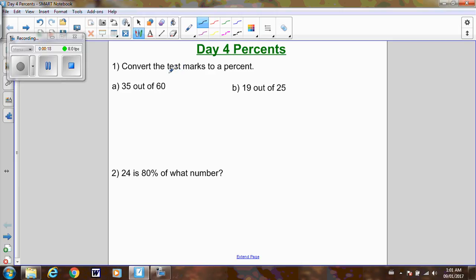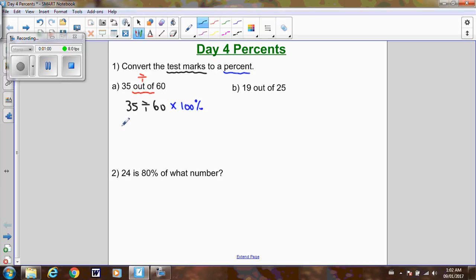So for example, let's say you got these marks on your test, and the first one, 35 out of 60 on the test. How do I find out what percentage you got? What we need to realize is that anytime they use the word out of, we're going to divide. So we're going to take 35 divided by 60. But because we're trying to find the percentage, and a percent is out of 100, we always have to multiply the answer by 100%. That's the most amount of percentage you can get.